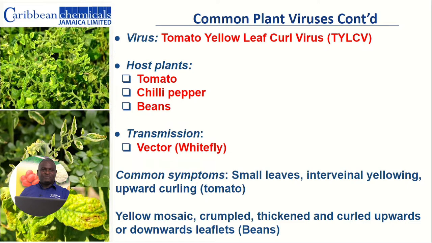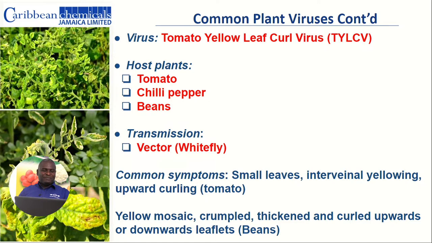So common symptoms you'll see, basically, small leaves, interveinal yellowing, upward curling of the plant, and, as I mentioned, stunted growth. So those are some of the symptoms you look for. This will basically be clear, especially for varieties that are susceptible. Especially in tomatoes, most times farmers will come and say, boy, the tomatoes are Jerry curling. That's a common terminology.